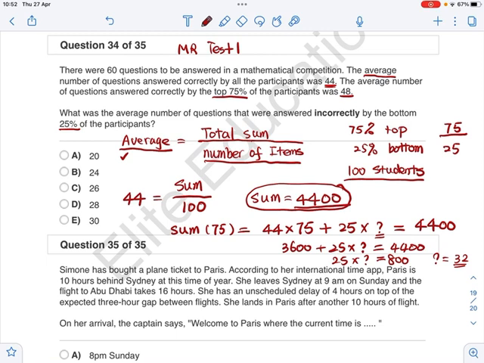The question is asking us for the incorrect ones. Since the total number of questions is 60, we use 60 minus 32. So the wrong answers these 25% students got is 28. So the correct answer is D.